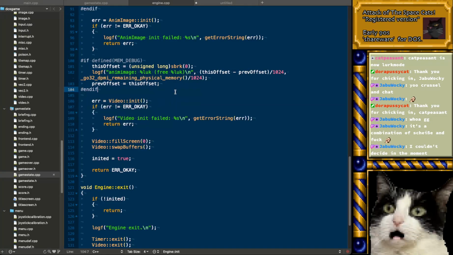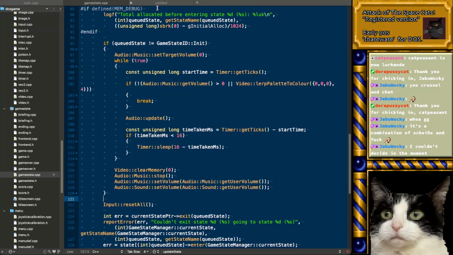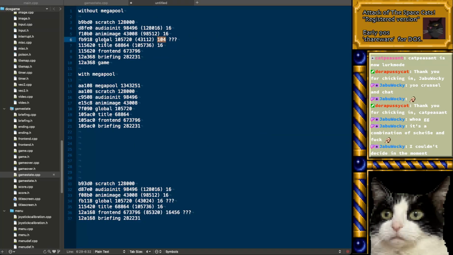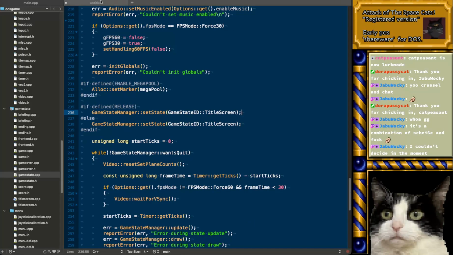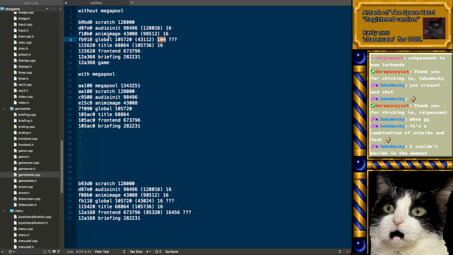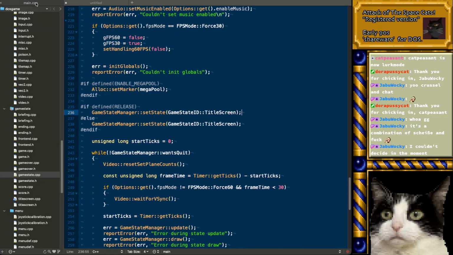It's not any of that. Actually, it's not going to be anything to do with the game state either. It's coming from an image into global, which is there.